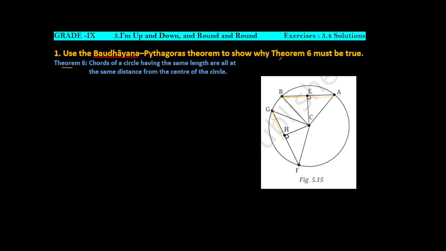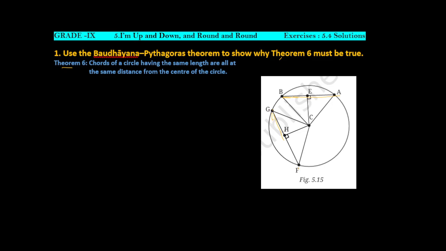Use Baudhayana Pythagoras theorem to show why theorem 6 must be true. This is theorem 6: chords of a circle having the same length are all at the same distance from the center of the circle. Look at the diagram.